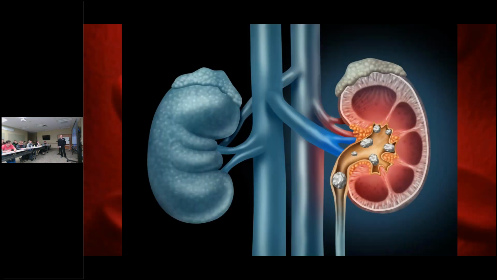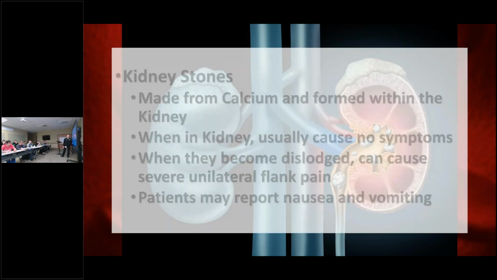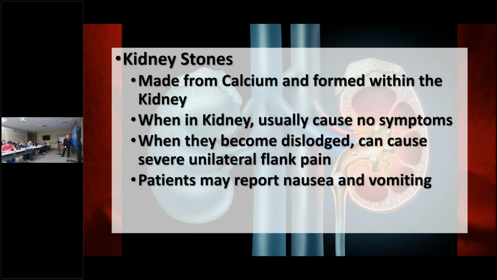What is this? Yeah, kidney stones. If you drink a lot of Monster, hydrate yourselves. So, made from calcium, formed within the kidney. We talked about when they're in the kidney, there's usually no symptoms. And then unilateral flank pain. What does that mean? Yeah, it's one-sided. And then sometimes it can radiate, down to the groin, or across their back.